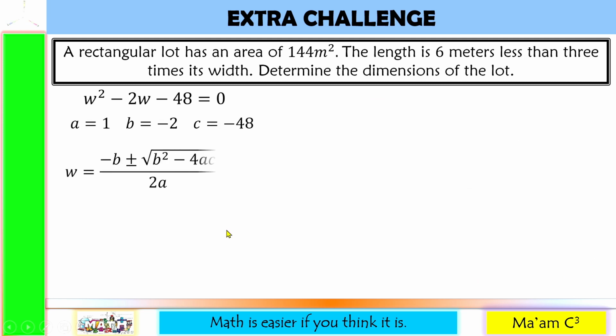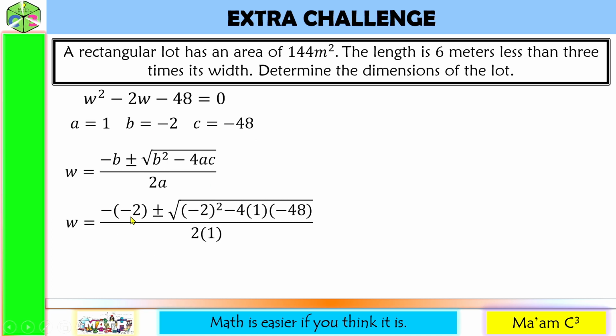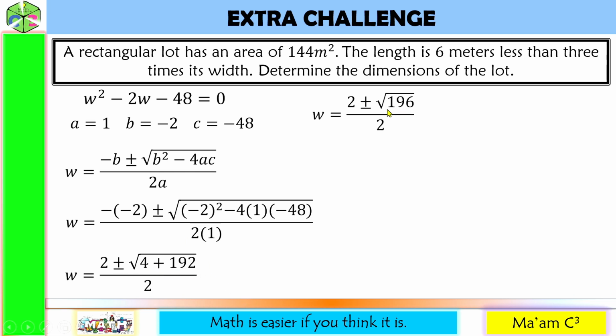Let us recall our quadratic formula. Let us substitute 1 for our A here, negative 2 for the B's, and negative 48 for C. Negative of negative is positive, so we have positive 2 plus minus. Negative 2 is squared is positive 4. Negative times negative is positive. 4 times 1 is 4, and 4 times 48 is 192. All over 2 times 1 is 2. 4 plus 192 is 196. The square root of 196 is 14.